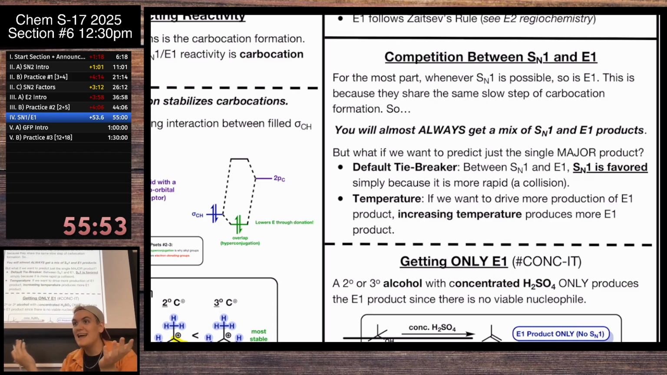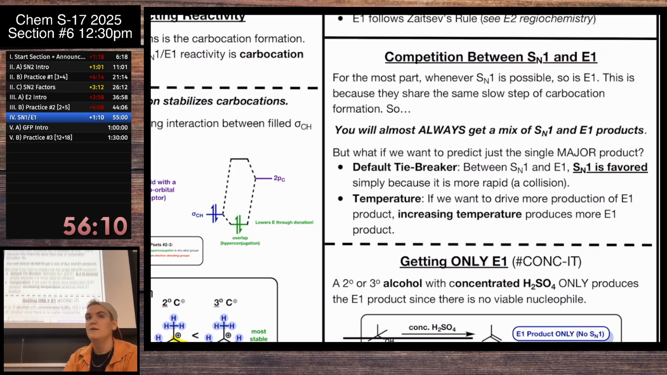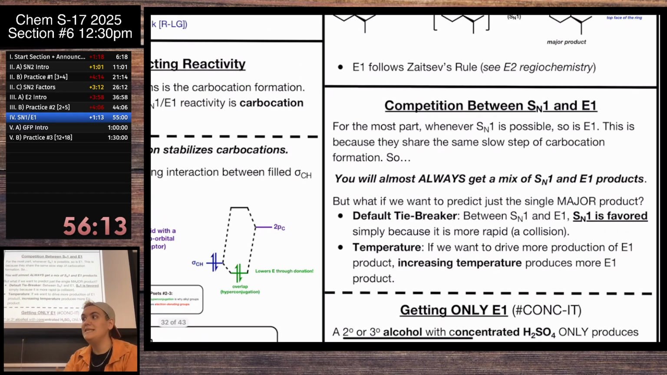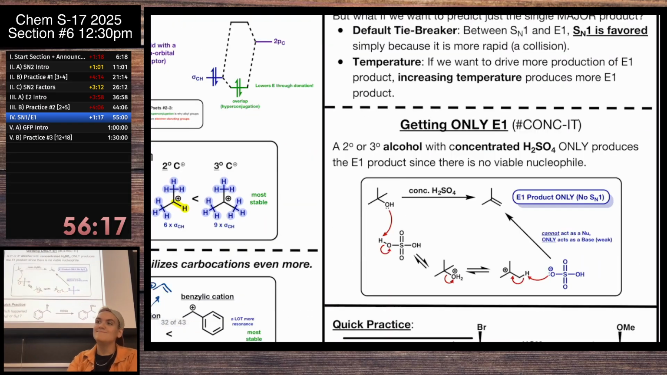Yeah, trend of the day. If we wanted to increase the temperature, we can get more E1 product. Some classes do a lot with that. We do not. Generally speaking, if you are ranking for SN1 E1 and you say that's going to be the reaction type that happens, SN1 is the one that's going to predominate. Given that, we need a way to get E1. To get E1, we conk it.